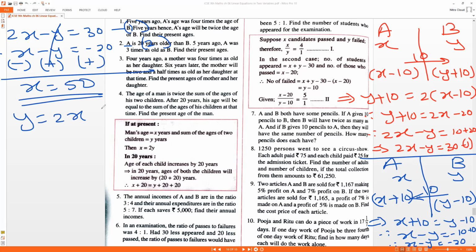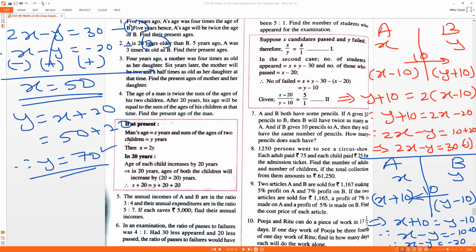Y will be X plus 20, right? Y will be X plus 20. So Y will be how much? 50 plus 20.